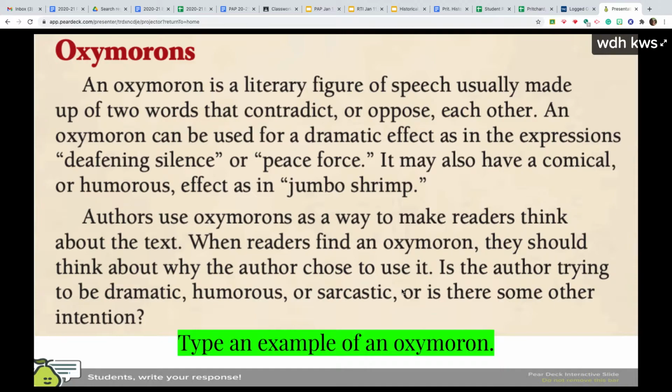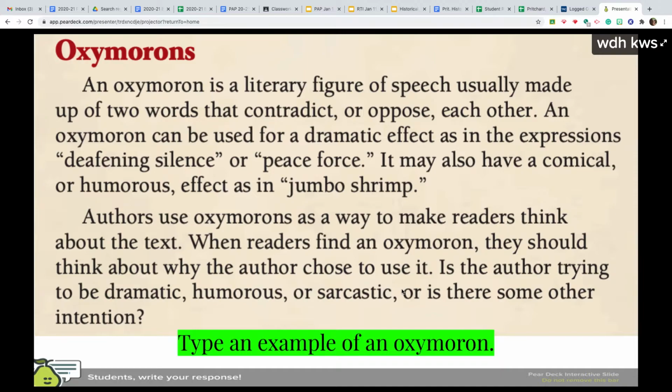Authors use oxymorons as a way to make readers think about the text. When readers find an oxymoron, they should think about why the author chose to use it. Is the author trying to be dramatic, humorous, or sarcastic, or is there some other intention?